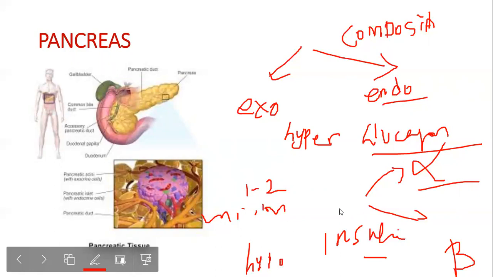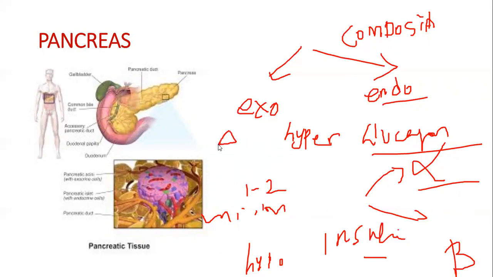It is called the hyperglycemic hormone because it mainly acts on the liver, on the hepatocytes, and it stimulates the breakdown of glycogen. So it leads to glycogenolysis.